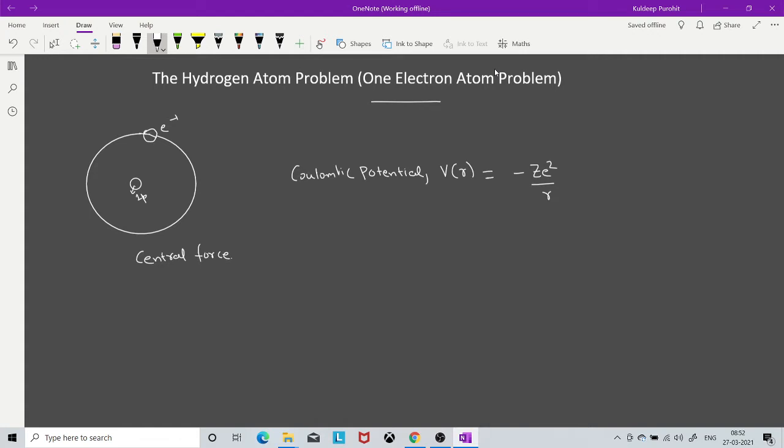Since the force is always directed towards the center, it is similar to the Kepler problem or any other problem where a planet is revolving around the sun, and the force on the planet is always towards the center. So this all comes under the category of central forces, and in central forces the potential is always inversely proportional to 1 by r, whether you take the Kepler problem or the hydrogen atom problem or any other problem. So this is your potential.